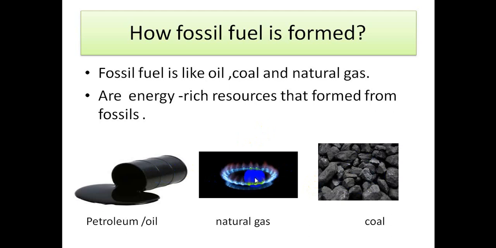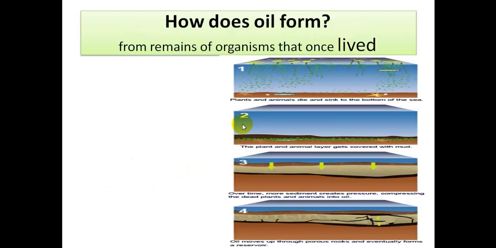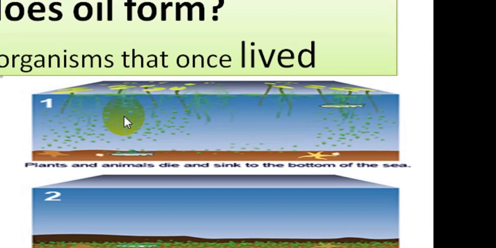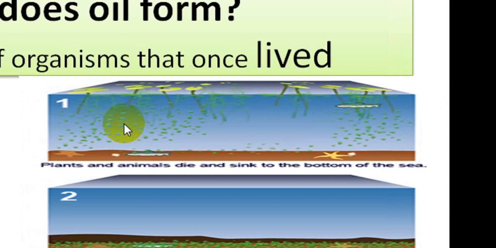Let's see how every one of them is formed. Let's start with oil. How does oil form? Oil formed from remains of organisms that once lived in the ocean. If you see here with me in this part, you will see tiny drops, tiny dots. These are protists, a kind of organism that lives in the ocean.